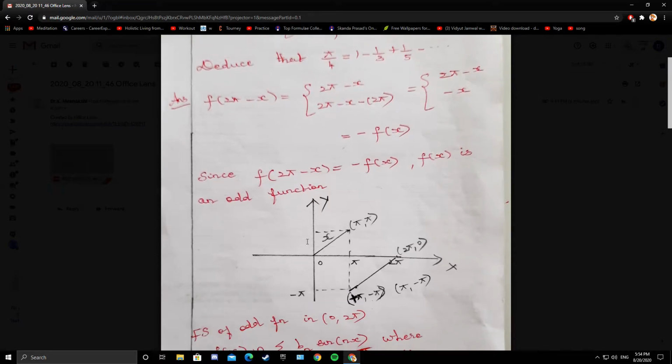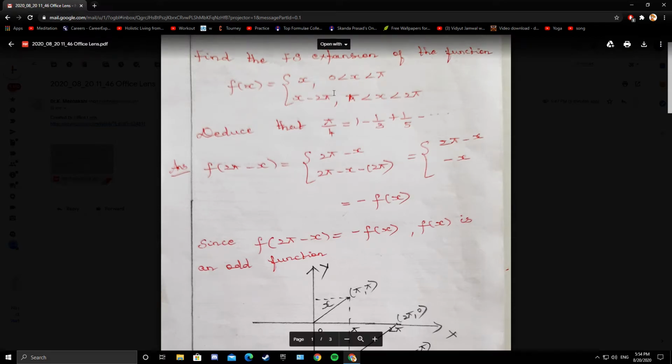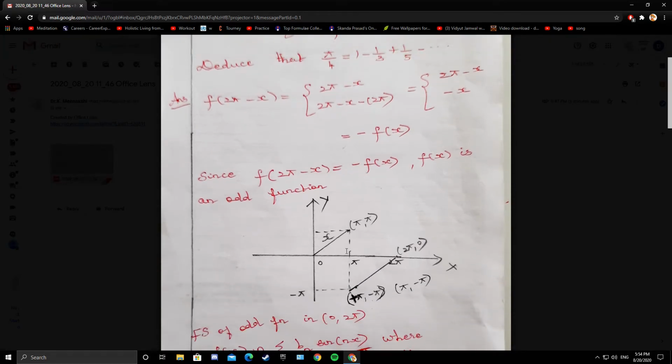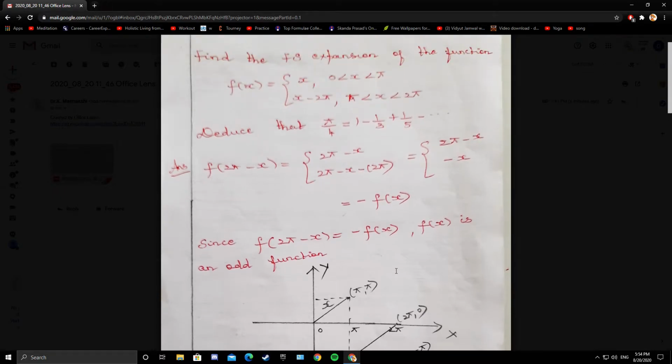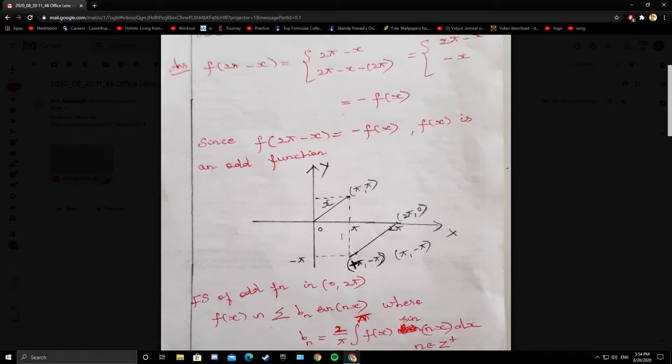And then I have sketched the graph. You have to sketch the graph only if it is asked. Well, the function is defined from 0 to 2 pi: 0, pi, 2 pi. From 0 to pi, f of x is x, so we have a straight line passing through the origin. It passes through 0, 0 and pi, pi.